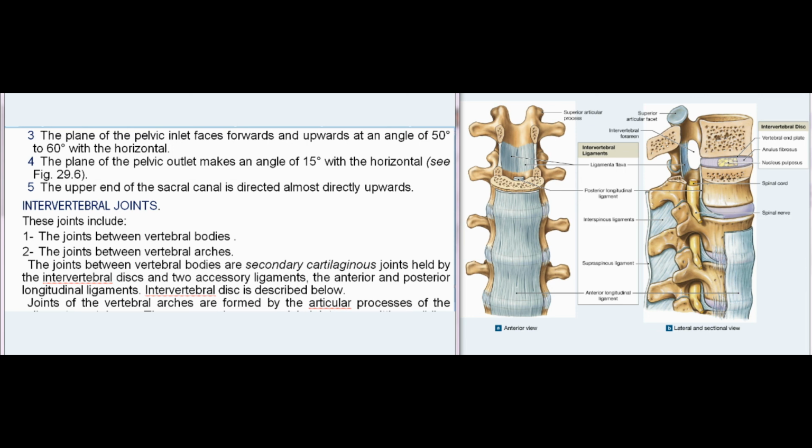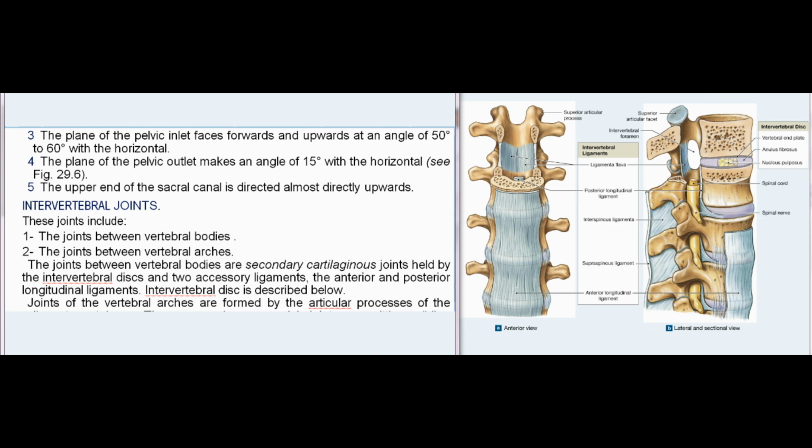Intervertebral joints. These joints include: 1. The joints between vertebral bodies. 2. The joints between vertebral arches. The joints between vertebral bodies are secondary cartilaginous joints held by the intervertebral discs and 2 accessory ligaments, the anterior and posterior longitudinal ligaments. Intervertebral disc is described below.